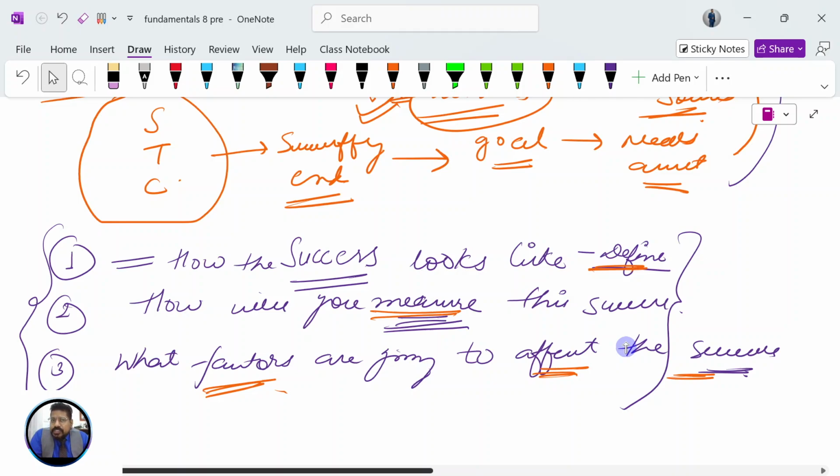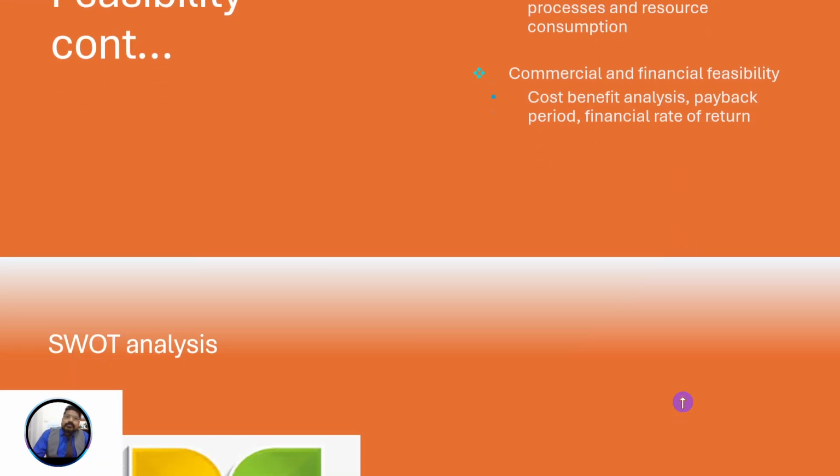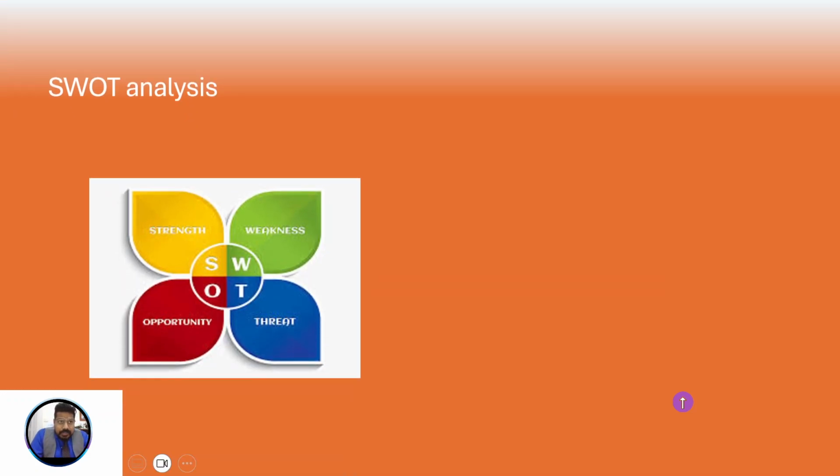And how will you measure this? There should be complete criteria on how to measure this success, with set artifacts or numbers or a detailed report, and what factors are going to affect the success. These three questions as a project manager you must ask. Let's move ahead with a new slide.